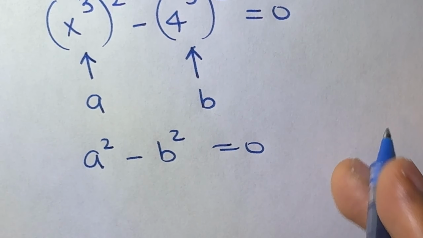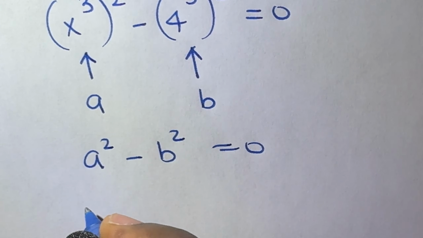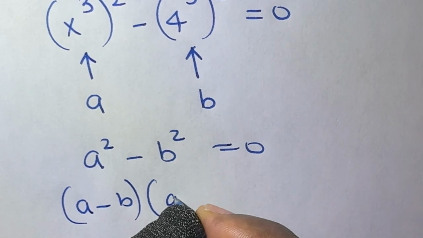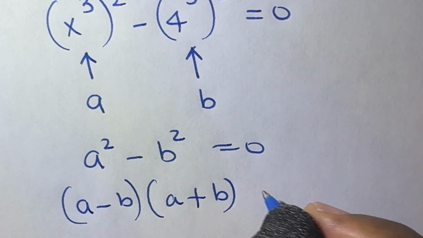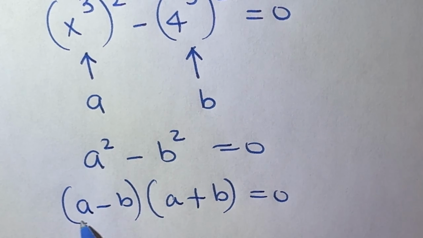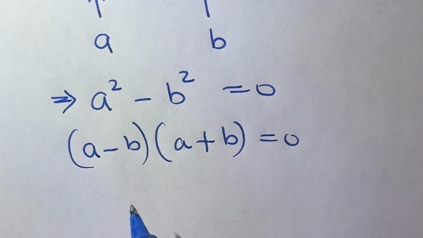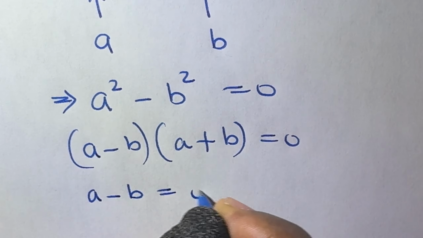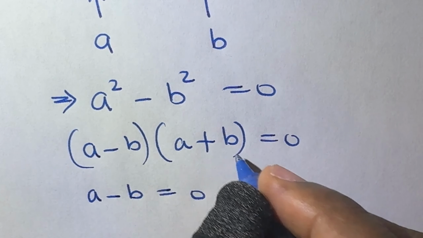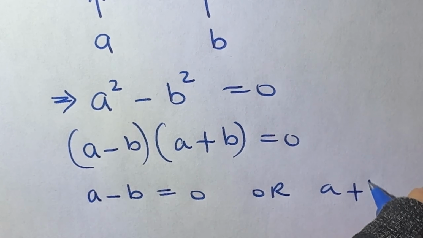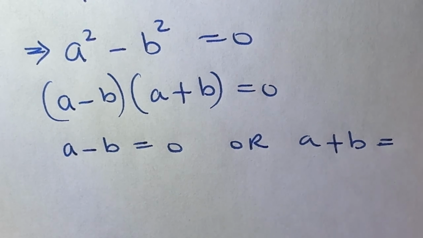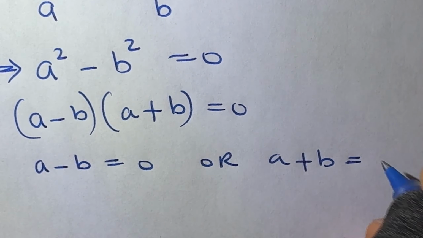So we clearly have difference of two squares, and this is usually factorized as a minus b into a plus b equal to 0. If you carefully open this bracket, it will give you this. Now, at this point, this simply means that either a minus b is equal to 0 or a plus b is equal to 0.